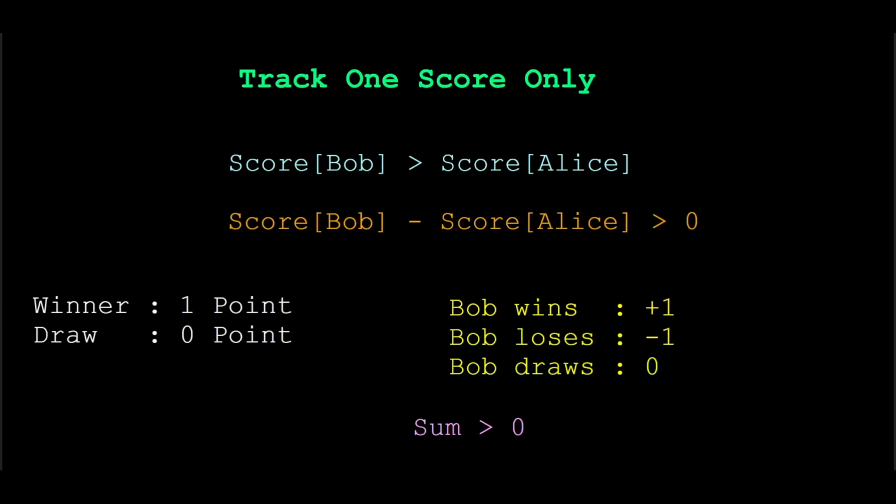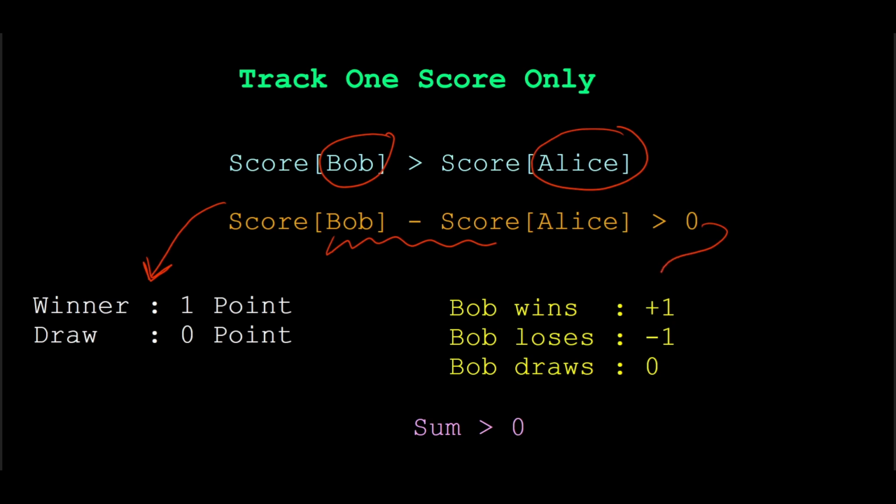Before we solve this problem, let us simplify things a bit. Instead of tracking two scores, that is the score of Bob and the score of Alice, can we track a single score so that we do not have multiple entities to deal with? If you rearrange this equation, you will notice that Bob will win if the difference between these scores is strictly greater than 0.